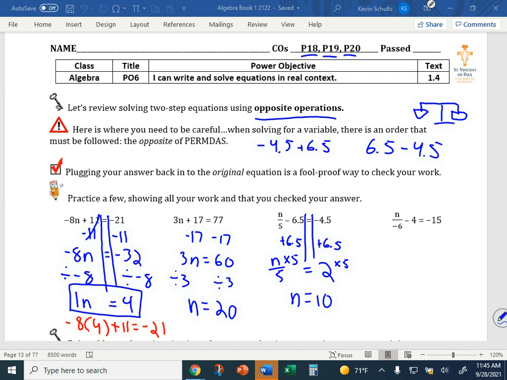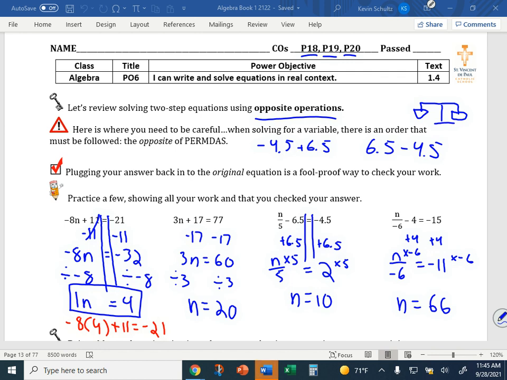66 divided by negative 6 is negative 11. Subtract 4 from that, you do get negative 15. Your steps here, add 4 to both sides. So we get n divided by negative 6 equals negative 11. Since we're dividing n by negative 6, we're now going to multiply by negative 6. And that gives us a positive 66 as a value for n.